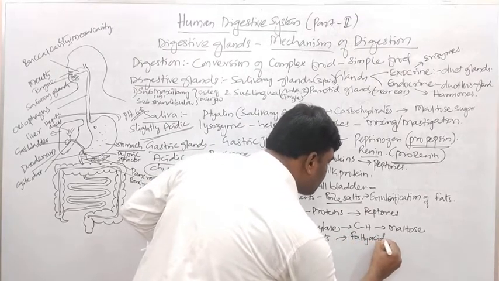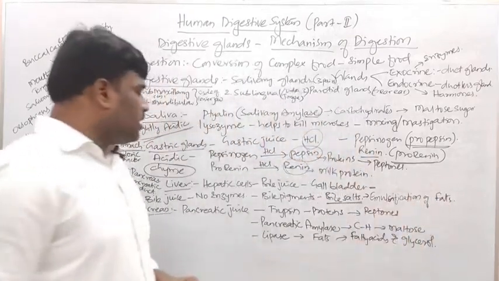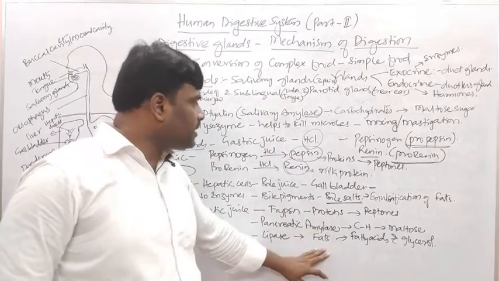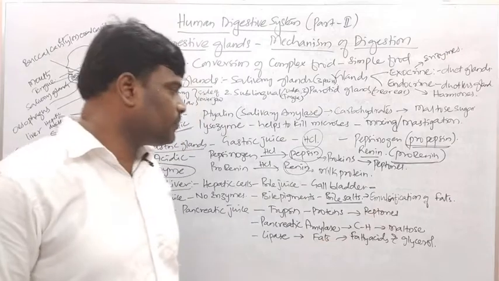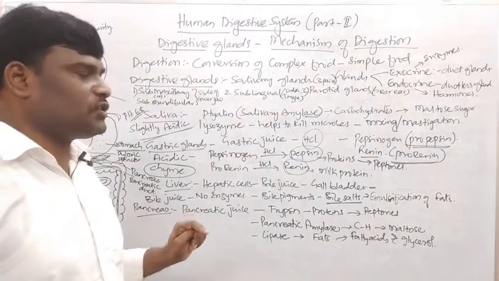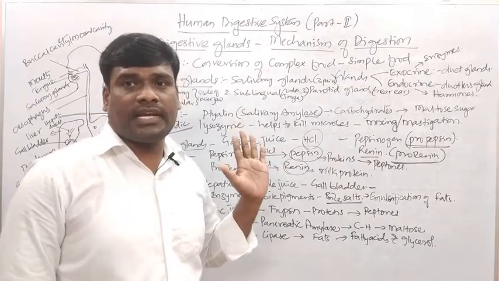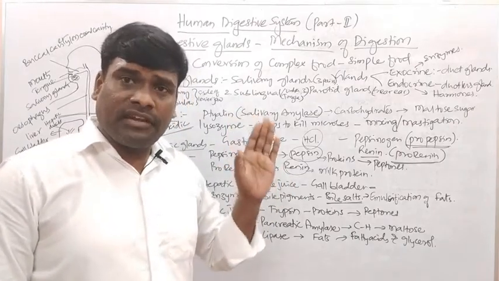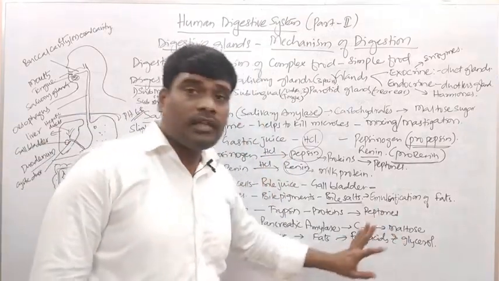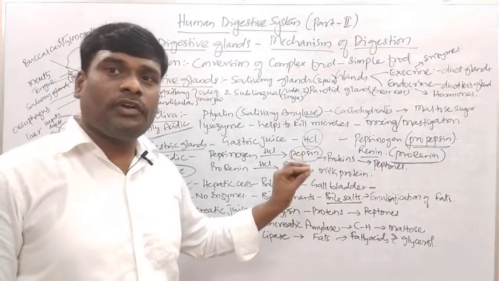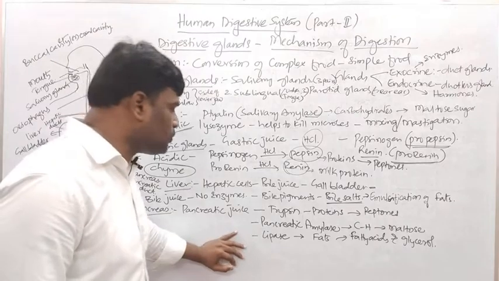Fatty acids and glycerol. So the lipase enzyme acts on fats and converts them into fatty acids and glycerol. Here one thing you need to understand: we have seen that fats are complex substances and they must convert into what, children? Simple substances, that is fatty acids as well as glycerol. The final simple product we get in the duodenum itself, because of the pancreatic juice.